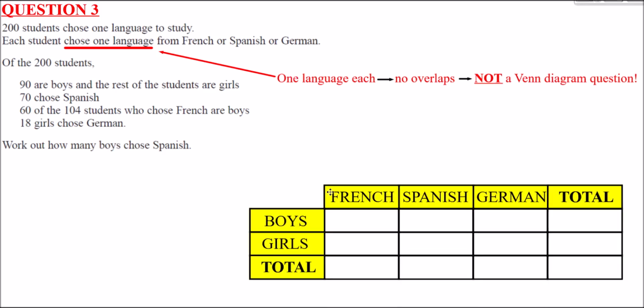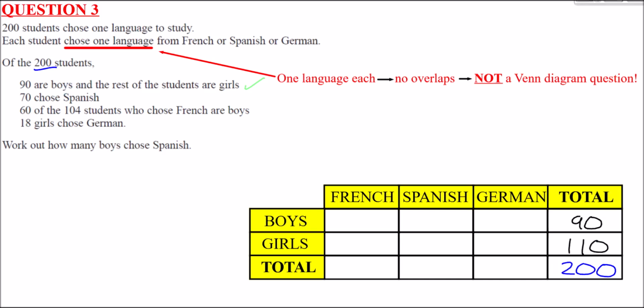A table, with spaces for French, Spanish, German, boys and girls, and 1 column and 1 row for grand totals. The grand total number of students is 200, so we can add this in over here first of all. And we're told that 90 are boys and the rest of the students are girls. So if 90 are boys and the rest are girls, that's essentially saying that 110 of them are girls. So we've added that piece of information in.